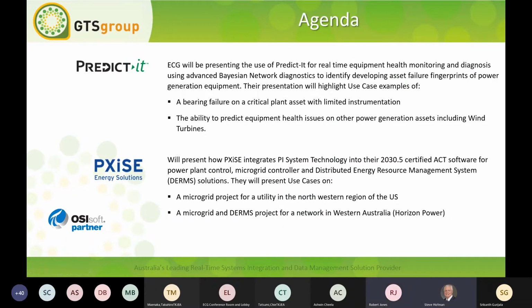I won't go through all these words in detail, but just to give you an indication, we'll have Predict presented by Chuck, showing the ability for Predict to be applied to asset and rotating equipment and allowing early diagnosis of assets which are in stress or fatigue or possibly failure. Post, we're looking at the ability to provide microgrid solutions which can be incorporated into a larger DERMS deployment. And one of those use cases is one where we've both worked together locally at Horizon Power in Western Australia.